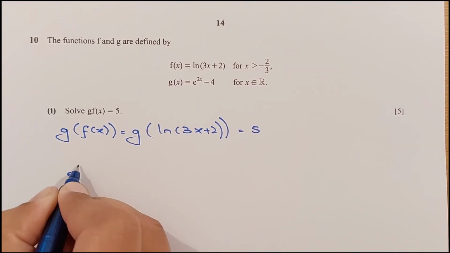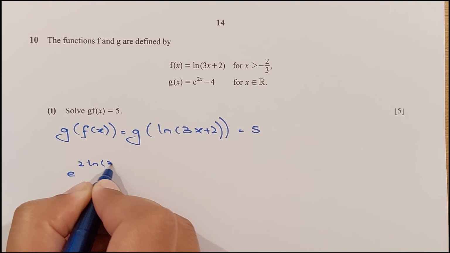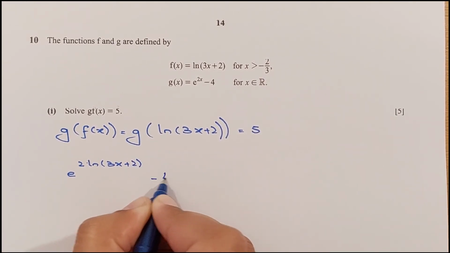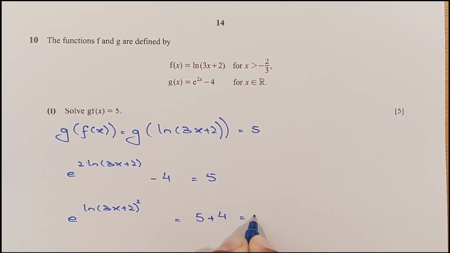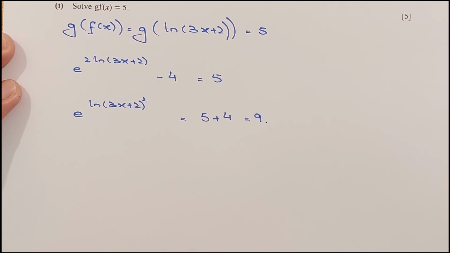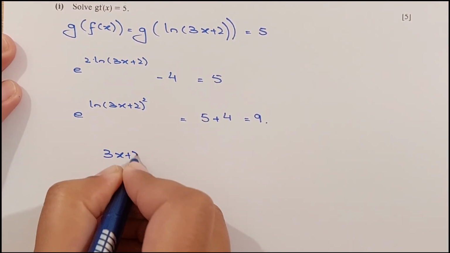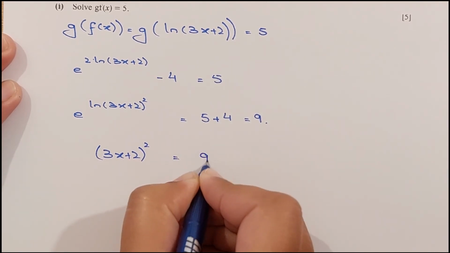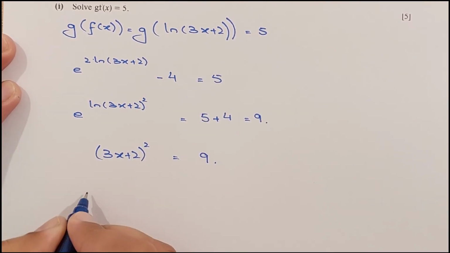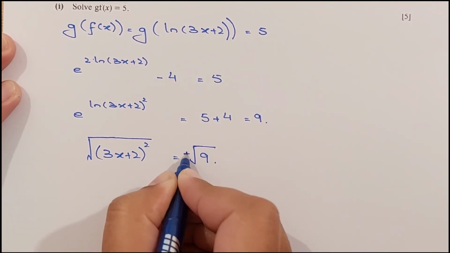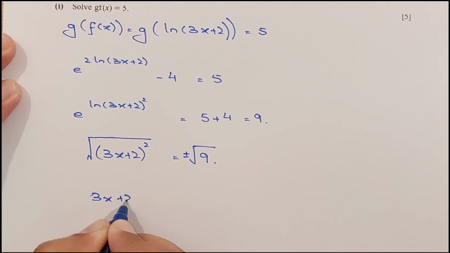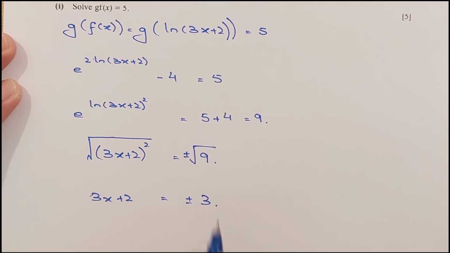And g of x is e power 2x minus 4, so e power 2 ln(3x + 2) minus 4 equals 5, right? So e power 2 ln(3x + 2) equals 5 plus 4, which is 9. And e and ln cancel, so we can say (3x + 2) squared equals 9. Now let me take the square root on both sides, with the plus minus sign. So 3x + 2 is equal to plus or minus 3.